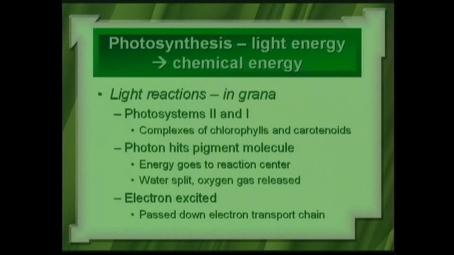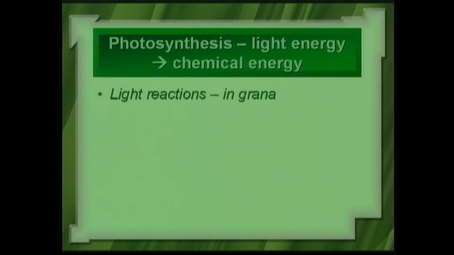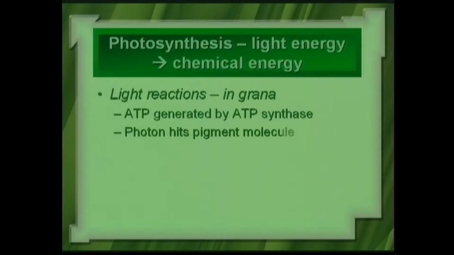Because it's passed down this electron transport chain, you actually have a slow release of energy. Now what happens is that in the light reactions, furthermore, ATP is generated. Remember, the cell needs ATP in the chloroplast to drive the reactions of the Calvin cycle. ATP is generated by an enzyme known as ATP synthase, located in the thylakoid membranes.